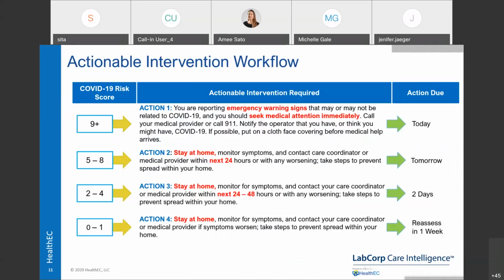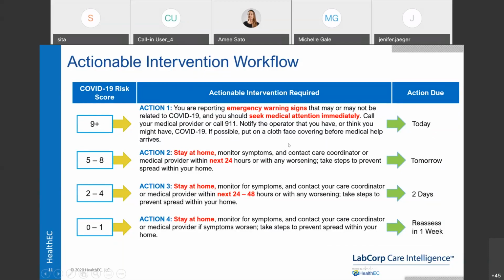And so based on the score, we will make a set of recommendations and a level of urgency. A score of 9 or above suggests that this individual really needs to be seen immediately. And again, either calling your physician or 911 as needed.